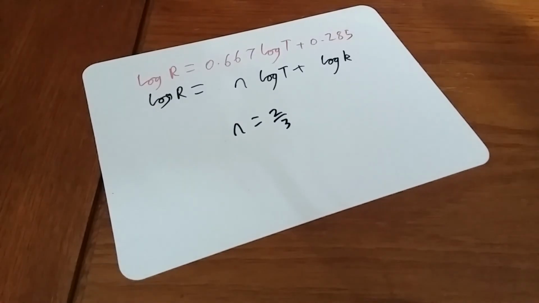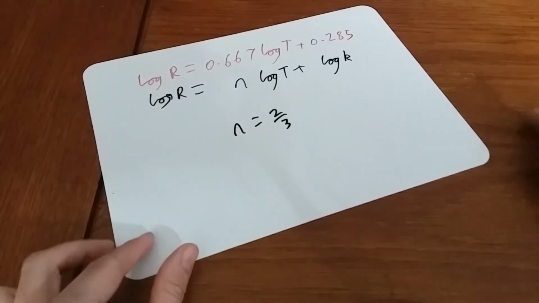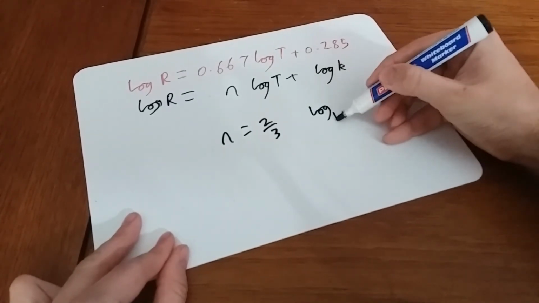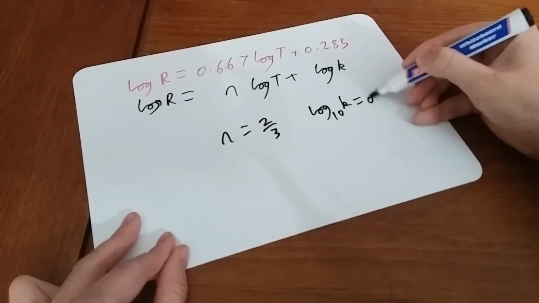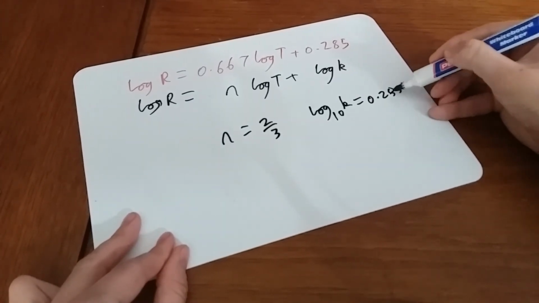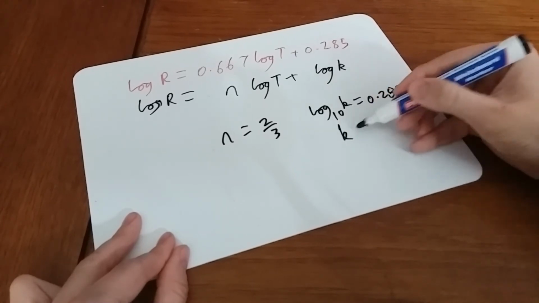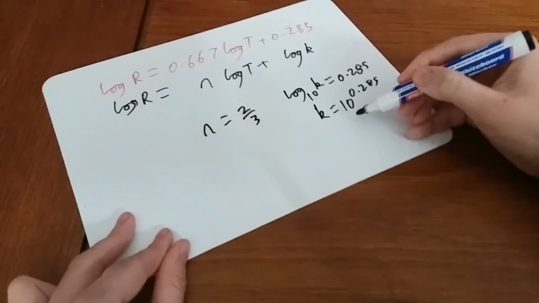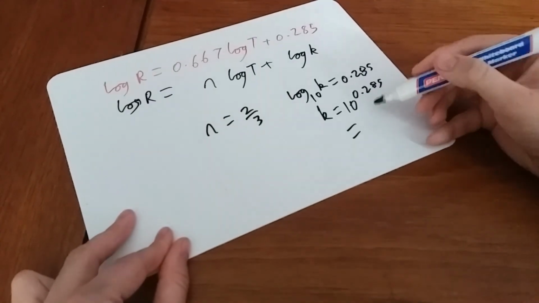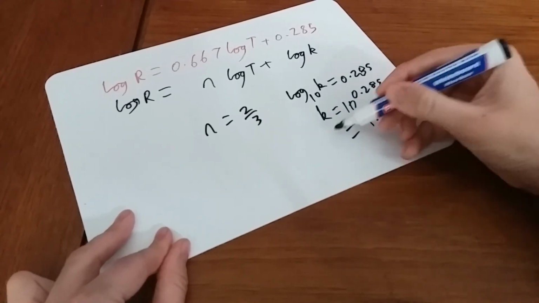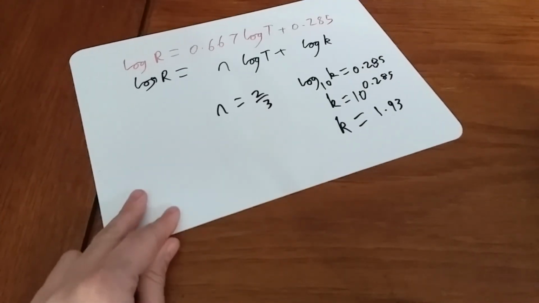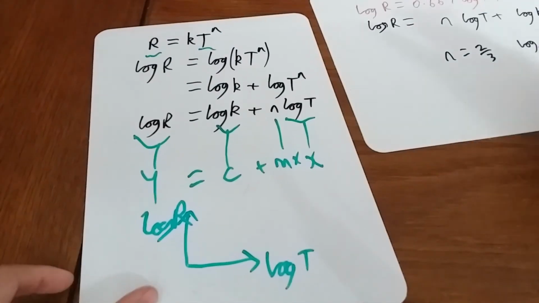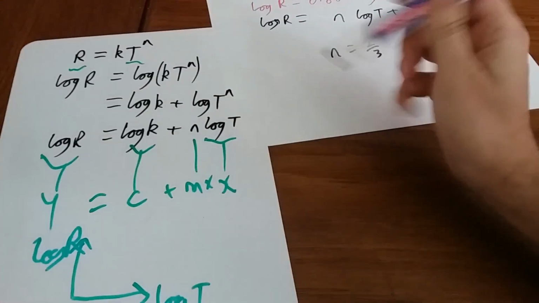Sometimes they come out to nice things because sometimes what we're finding here are rules from the world of physics. And then this last one, log, the base of that is 10, of k equals 0.285. Rearranging that for k, k is equal to 10 to the power of 0.285. Sticking that into a calculator, we've got 1.93, and that's what k is. So we've got our two values. Sticking it back into the original form, if we know what n is and we know what k is, we can put it all together.